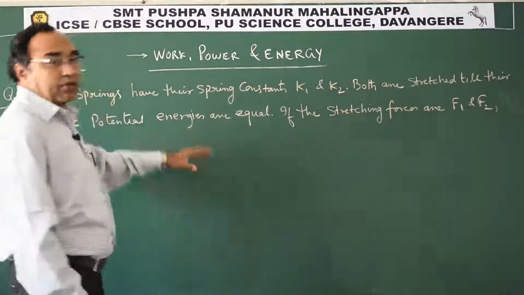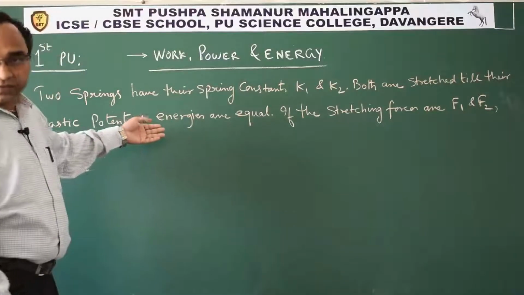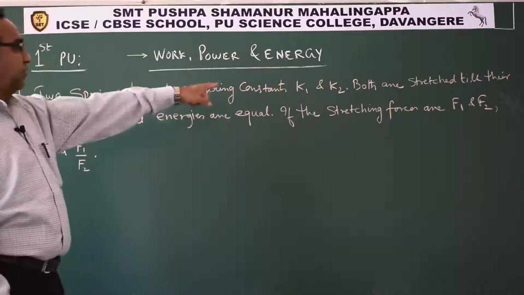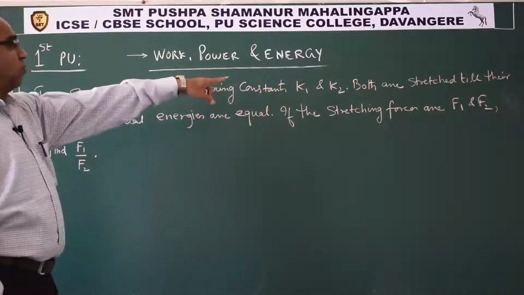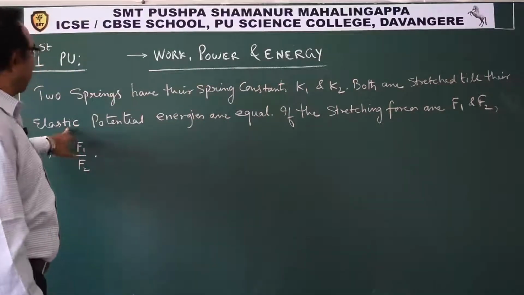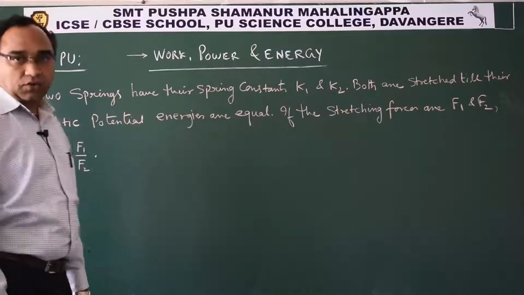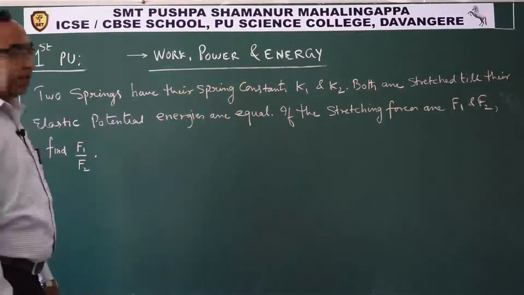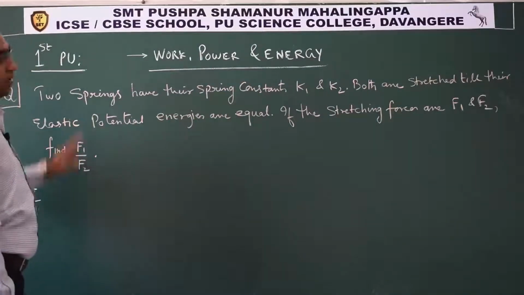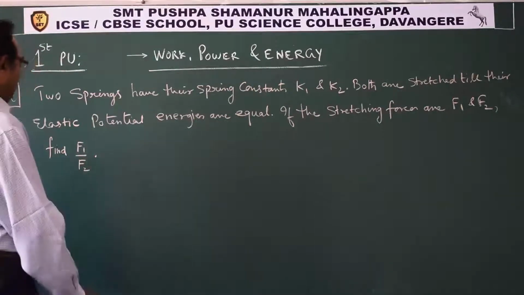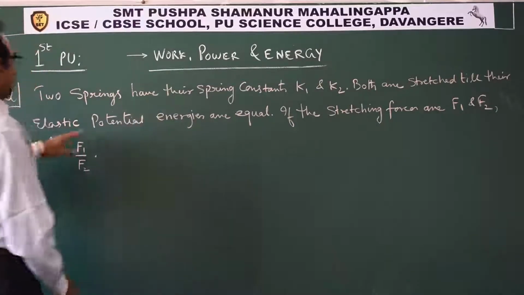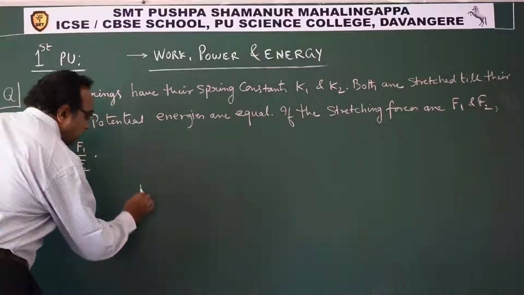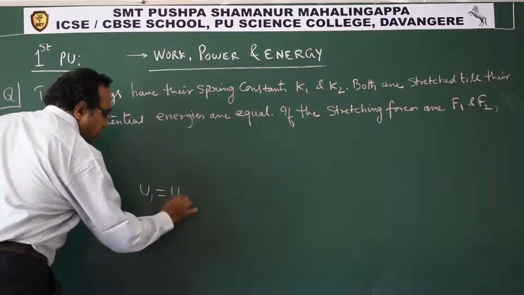So the first numerical that I would like to discuss is something like this. Two springs have their spring constants K1 and K2. Both are stretched till their elastic potential energies are equal. If the stretching forces are F1 and F2, find F1 by F2. Okay, here it is given that elastic potential energies are equal. So what we can say? U1 is equal to U2.